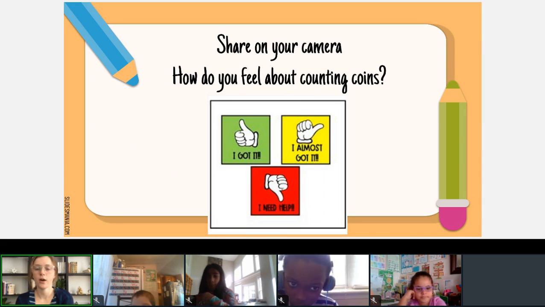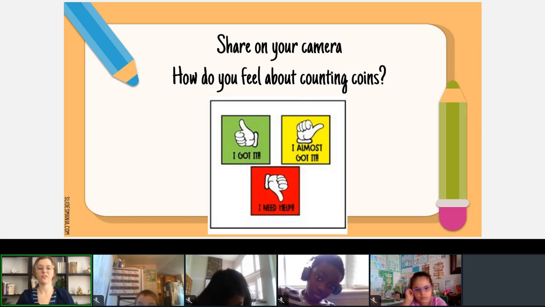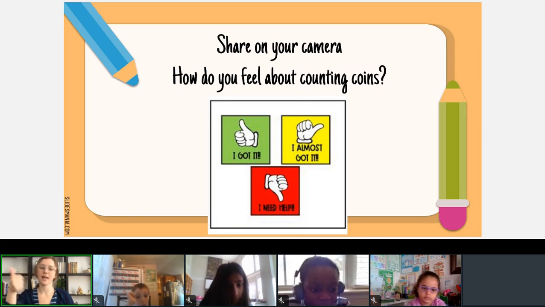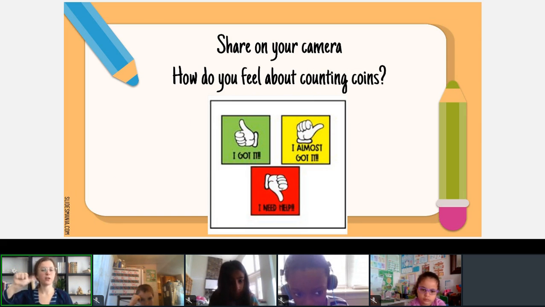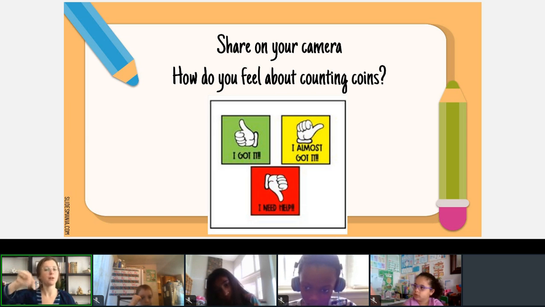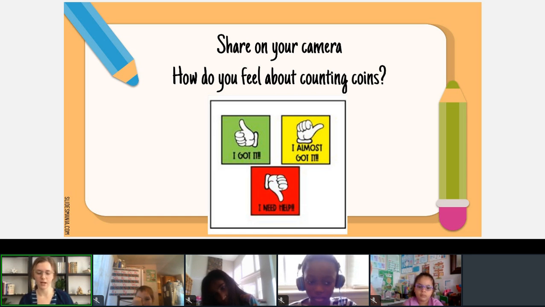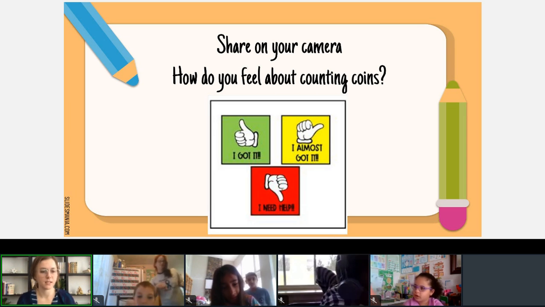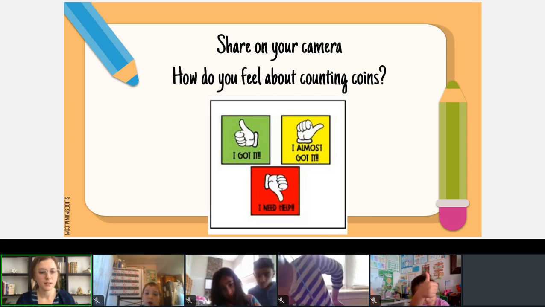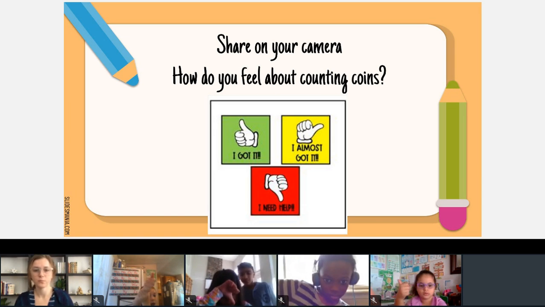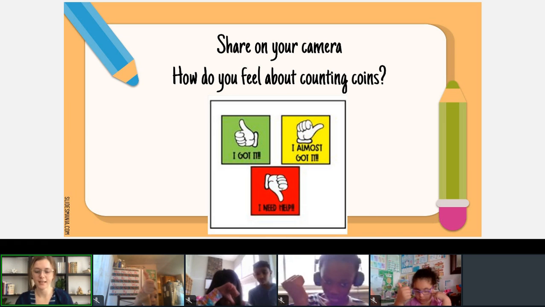But before you go, I want you to show me with your thumb in the camera how you feel about counting coins. If you feel really good about counting them all together, give me a thumbs up. If you feel good about counting like coins, but when they're all different, you're not really sure, or you need some help, give me a thumb in the middle. And if you still need some extra practice, give me a thumbs down. Okay, I see some thumbs in the middle, some thumbs up, some thumbs down. That's okay. Thank you for being honest. I appreciate it. That way I can help you.